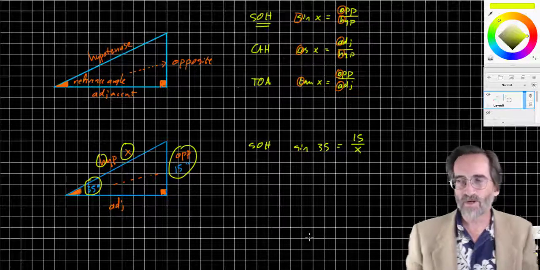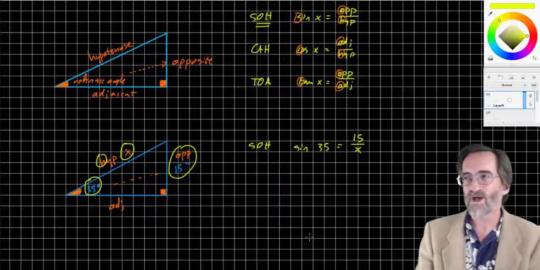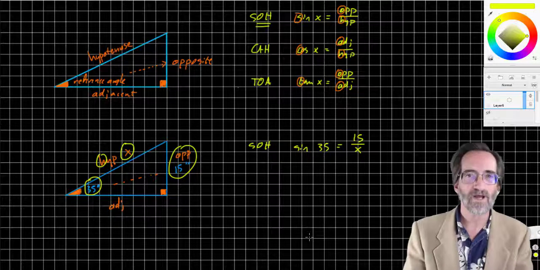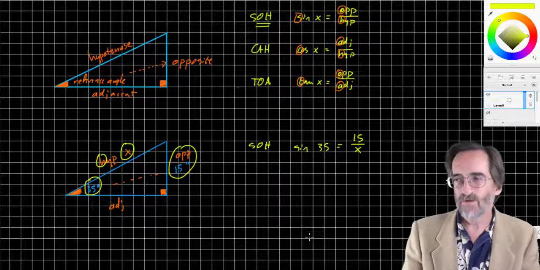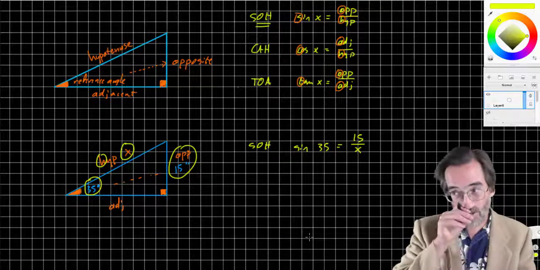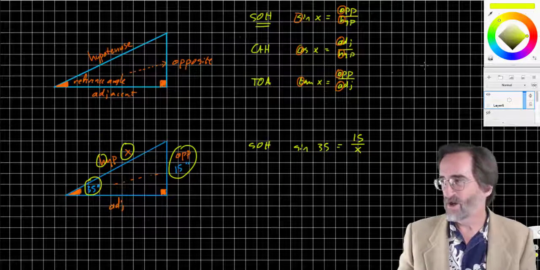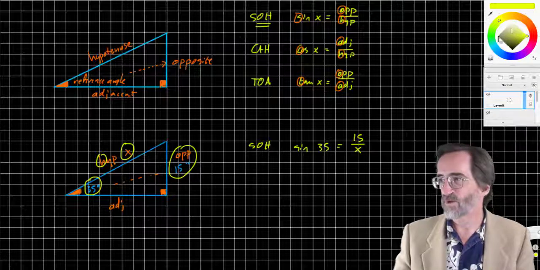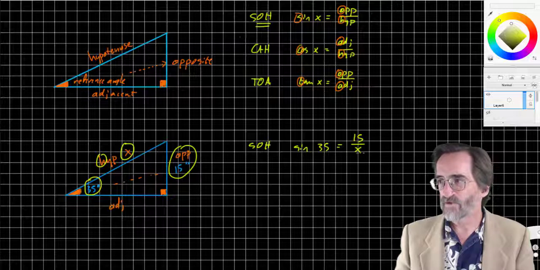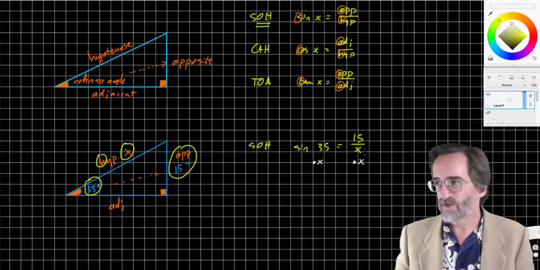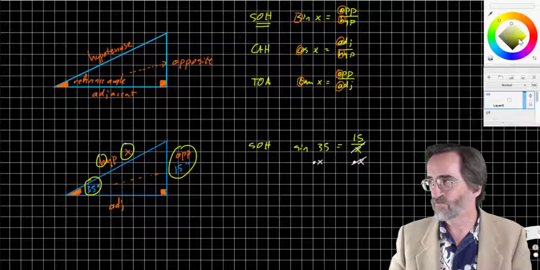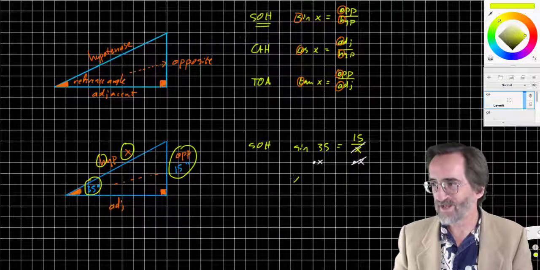Now the reason I wanted to show you this is a case where x, the variable, is in the bottom of the fraction, in the denominator. Okay, and there's a couple of ways we can do this. I'm going to show you one way and not complicate it by showing you all the ways that we can solve this. But one way is this. One way to get rid of a division is to multiply by x. Multiply both sides by x. That gets rid of the divide x and leaves this equation looking like this. x sine 35 equals 15.